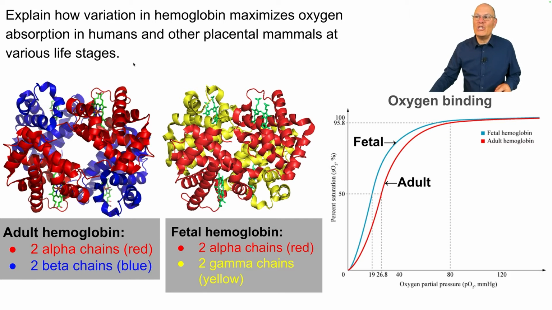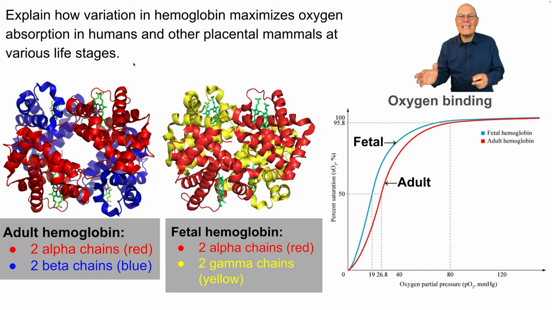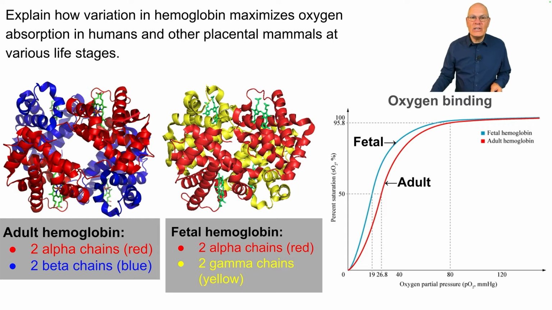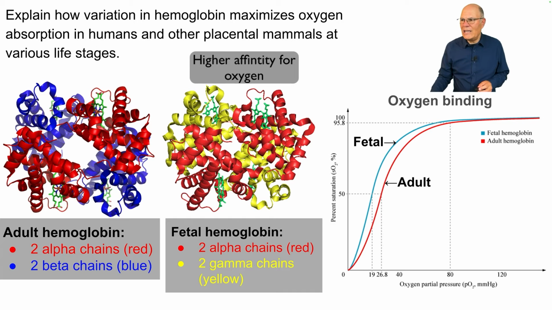Explain how variation in hemoglobin maximizes oxygen absorption in humans and other placental mammals at various life stages. Let's remember that hemoglobin is the protein that transports oxygen in red blood cells in almost all vertebrates. Before birth, humans and other mammals produce fetal hemoglobin. Fetal hemoglobin is a variant, and it has a higher affinity for oxygen than adult hemoglobin.